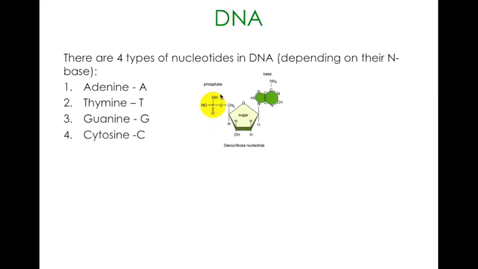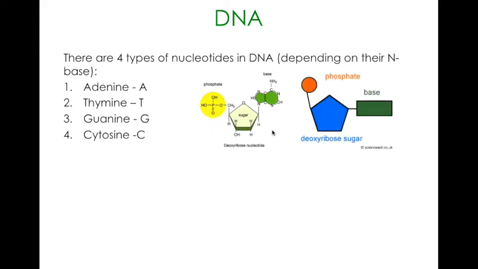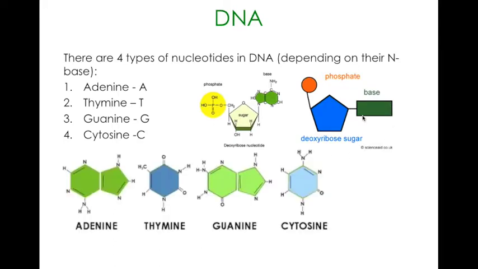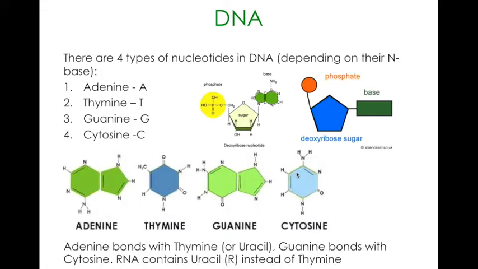I won't go into too much detail about the chemistry, but we use really simple symbols to represent that. And here's what they actually look like, the four of them. You can see adenine and guanine are larger than thymine and cytosine, and there's a reason for that. Adenine bonds with thymine, A to T, or uracil, which is what RNA uses instead of thymine, and guanine bonds with cytosine. So A to T and G to C, or if it's an RNA molecule, it uses uracil instead of thymine.